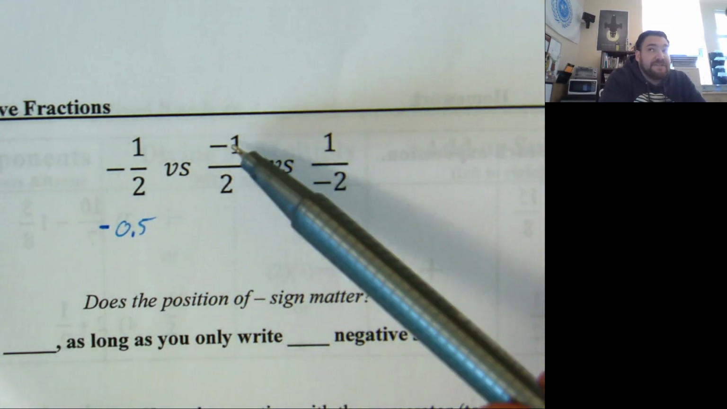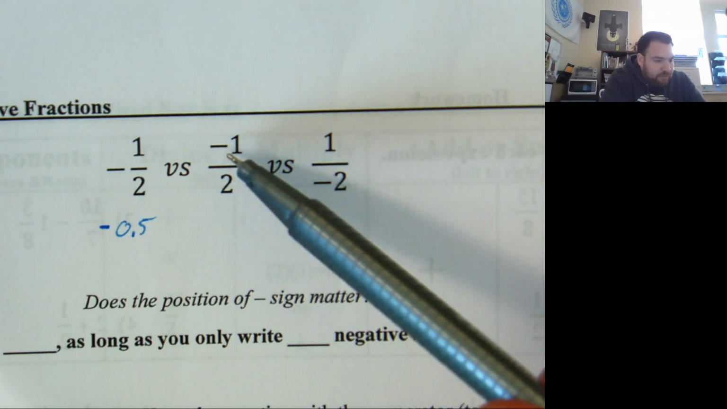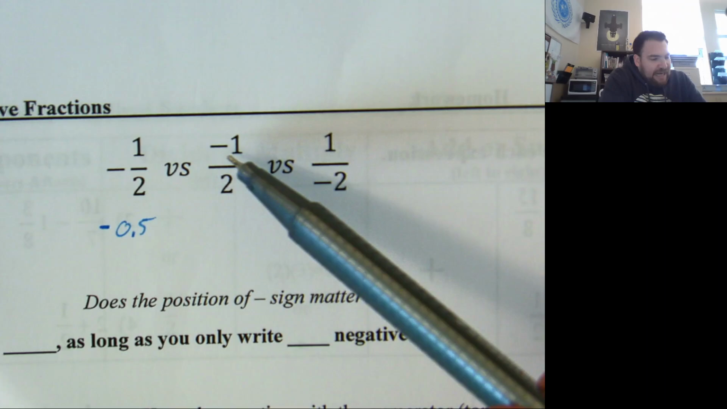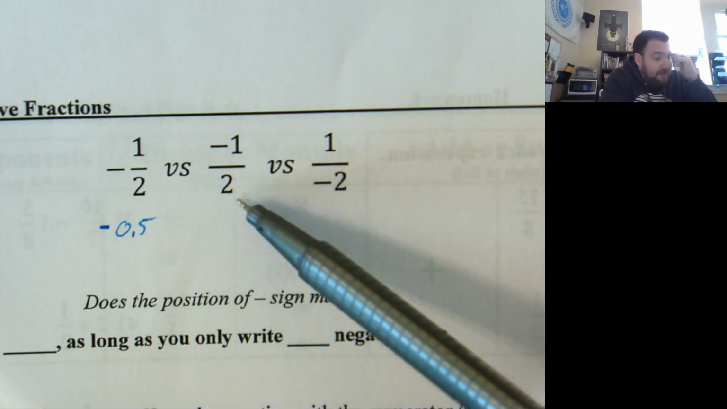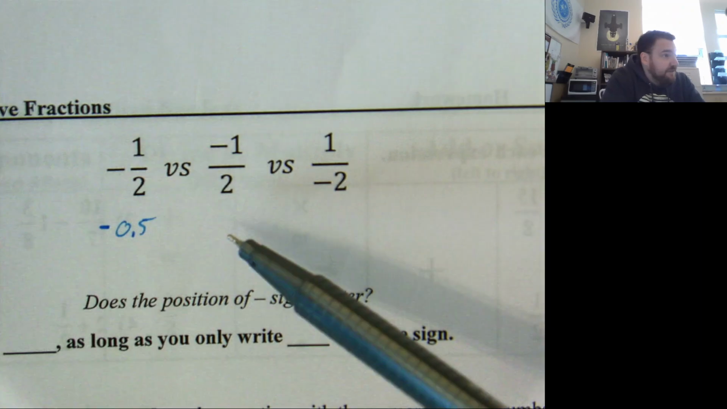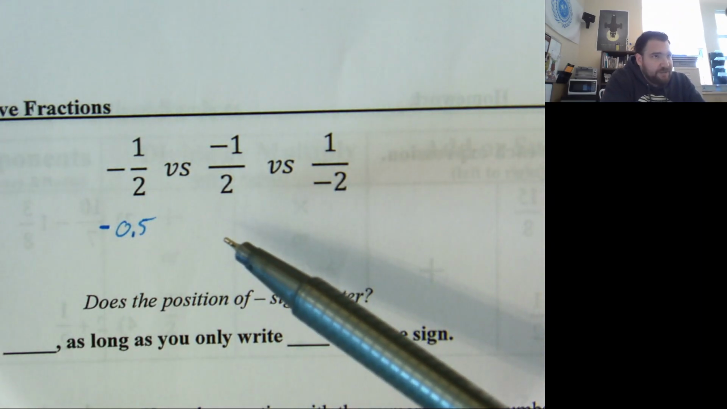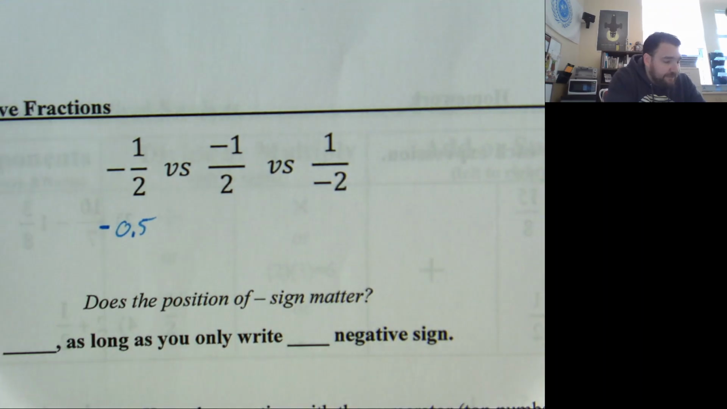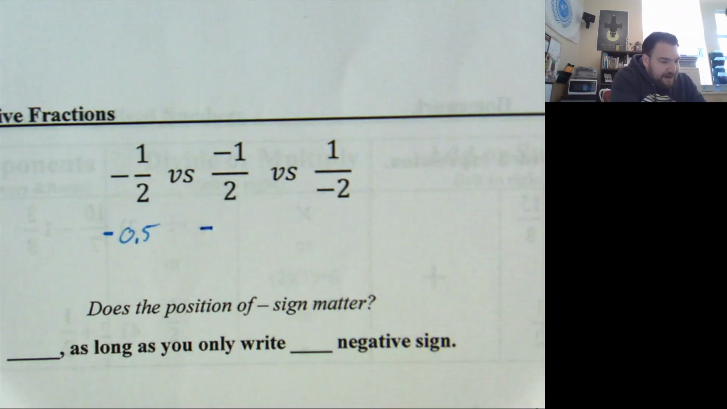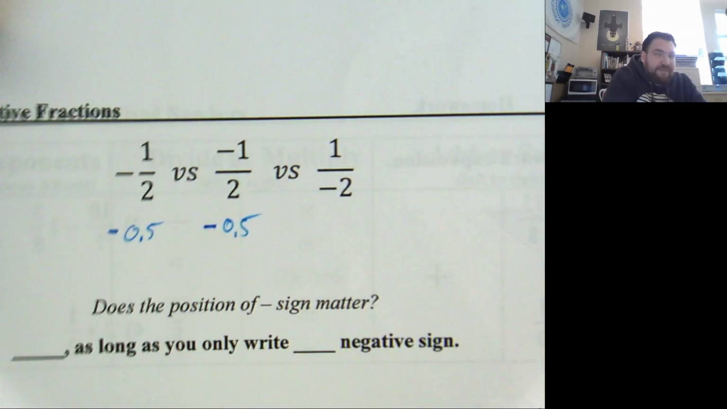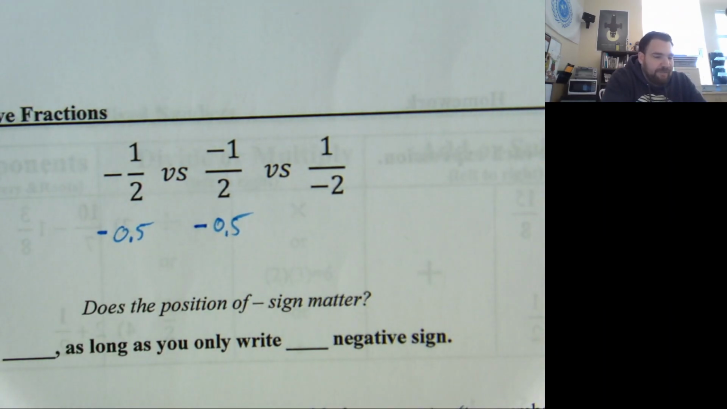What happens if the negative sign is up in the numerator? Well, that means it's negative 1 divided by 2. What happens if I have a negative number divided by a positive number? My result is going to be negative. And then 1 divided by 2 is just 0.5. So negative 1 divided by 2 is just going to be negative 0.5.